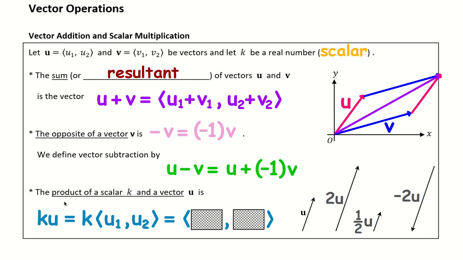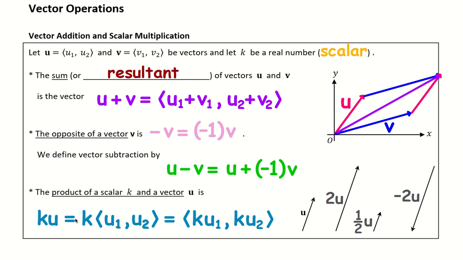And then as far as the product of a scalar k and a vector, it is exactly what you might expect. We're just going to multiply that scalar to each separate component. So easy, super easy.